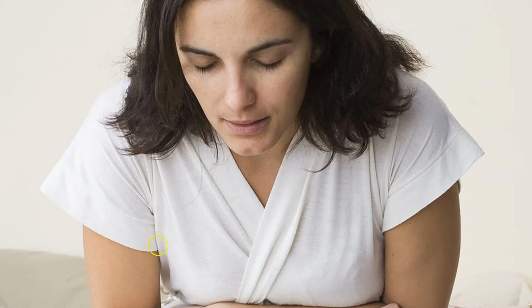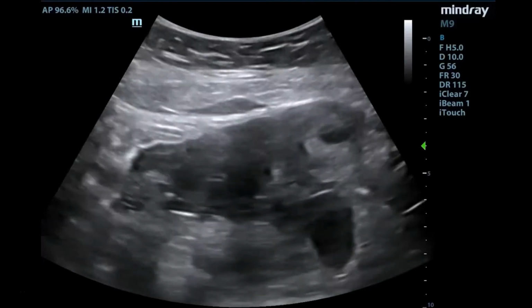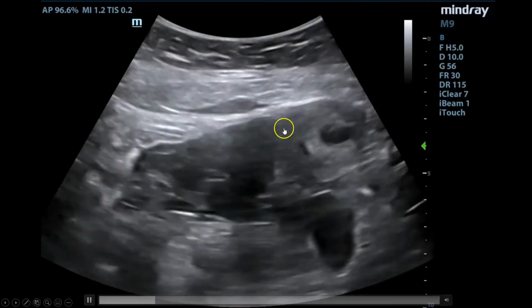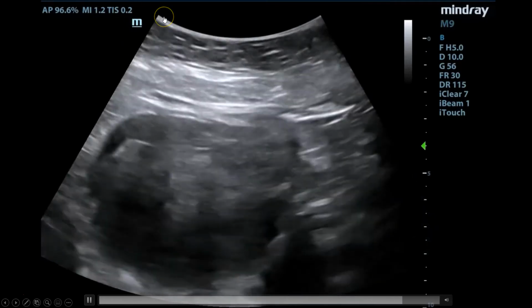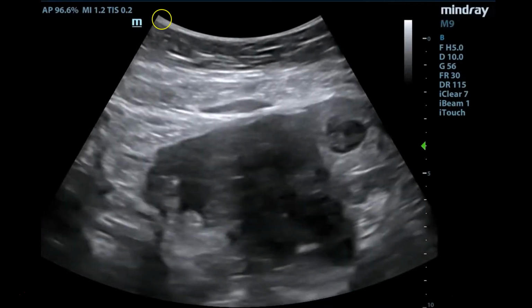Okay, so let's talk through a couple of cases. So if you have a young woman who presents with severe abdominal pain, your first question is, is there an intrauterine pregnancy or not? So when you start off by doing this, you're going to figure out that your probe marker is oriented either to patient right or patient head.